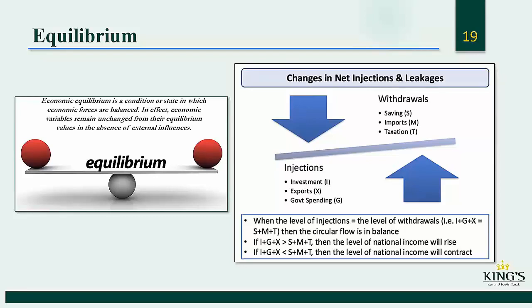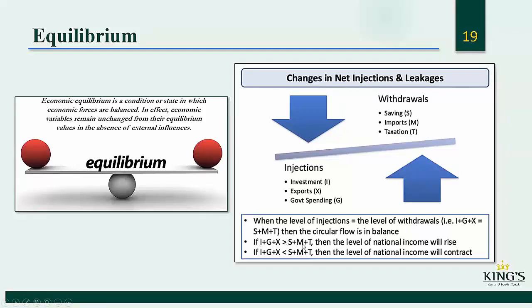In an economic equilibrium, we're just talking about a condition or state in which the economic forces have all balanced out. In effect, economic variables remain unchanged from their equilibrium values in the absence of any external influences. An external influence would be like this exogenous increase in investment spending, or if everyone just decided to be more thrifty, then savings would fall. In order for the economy to be in equilibrium, you have to have injections equaling withdrawals. When the level of injections is equal to the level of withdrawals, we're in equilibrium.